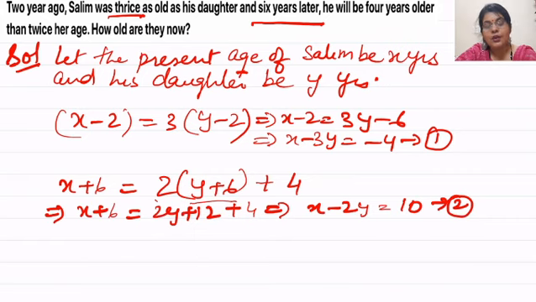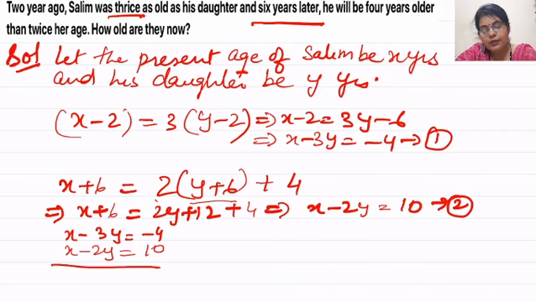On solving these two equations, what do we get? So simply write down these two equations. X minus 3y is equal to minus 4 and x minus 2y is equal to 10. So on solving these two equations, what do we get? Minus 3y plus 2y is minus y, and minus 10 minus 4 is minus 14, and so we got y is equal to 14 years.